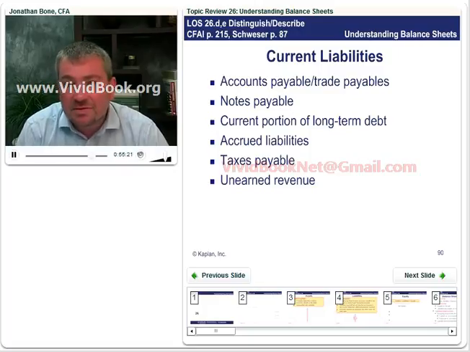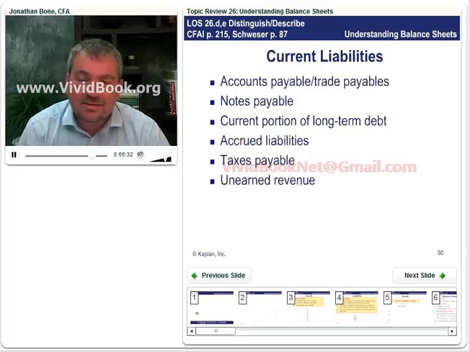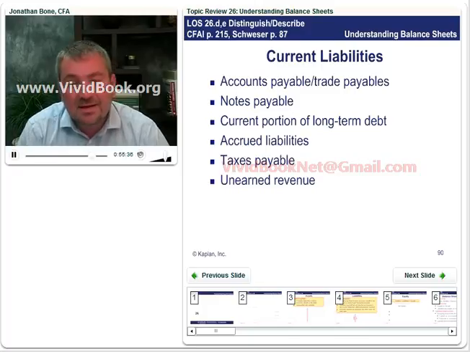Current portion of long-term debt is any long-term finance that is now falling due for payment within 1 year. So, for example, you may have issued a 10-year bond. 9 years have now passed, so it was sitting in long-term liabilities for 9 years. In its final year, it gets transferred into current liabilities.